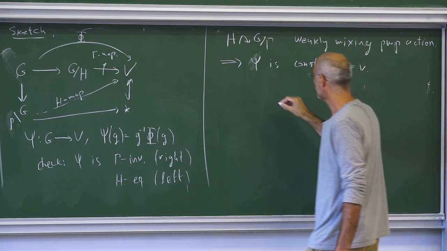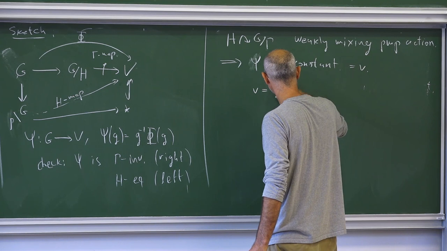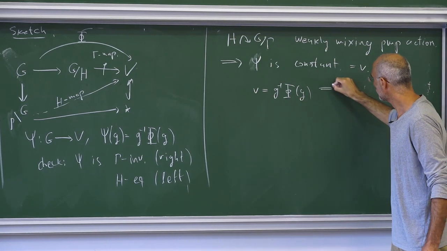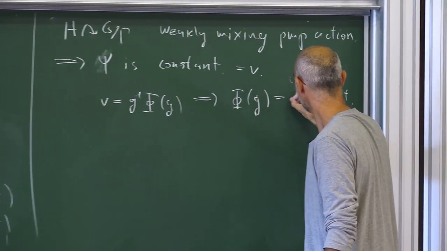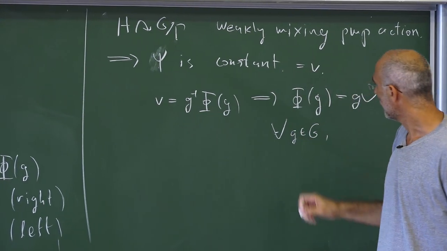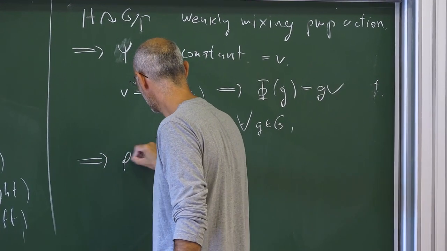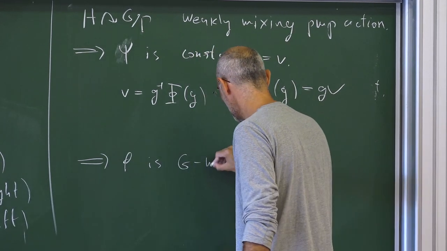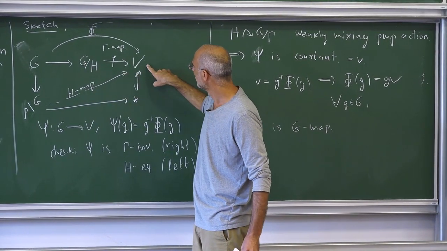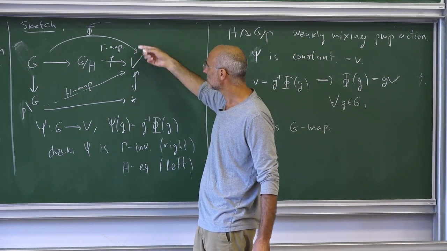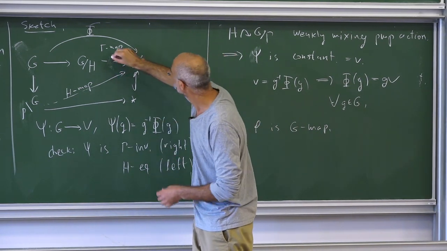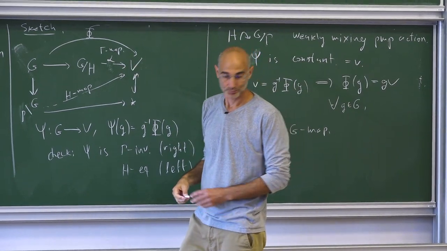little v. So g inverse phi g is v, and this means that phi g is g v for every g in G, and basically this says that it follows that phi is a G map. So the original map was a G map, and the image here is a fixed point, and you can read out of it that in fact this map is the famous map alpha that you can see here, and everything is fine.